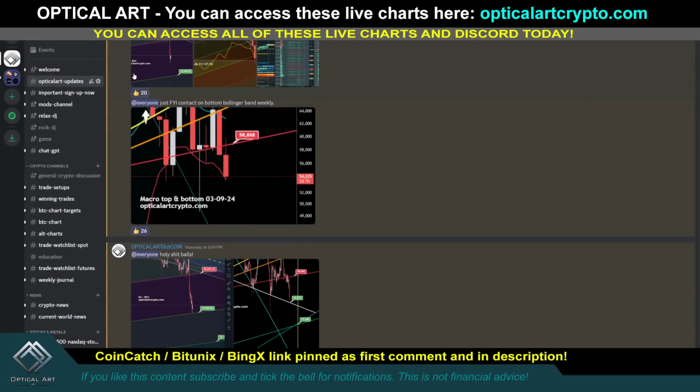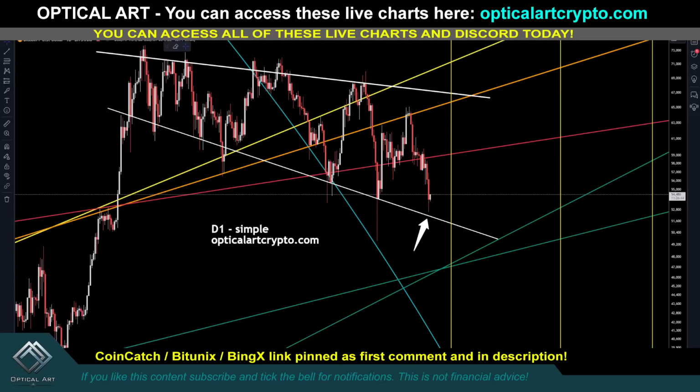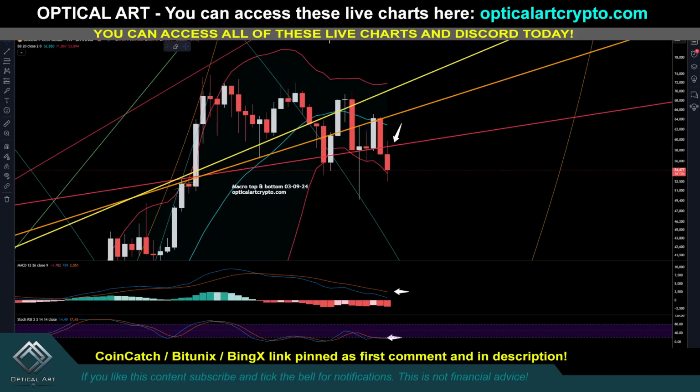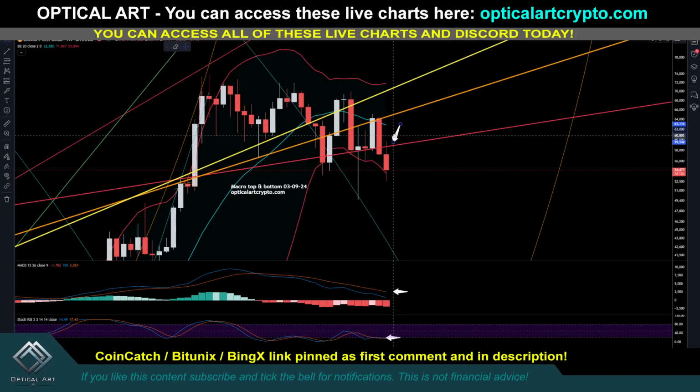So let me give you your key support resistance levels, and remember, guys, as I said in that last video, the weekly, as long as we are below this point, I believe that we have a lot more downside. Go back and watch the last two videos. I've covered this in detail. This is a weekly candle. We dropped all the way down to the bottom Bollinger Band on the weekly.